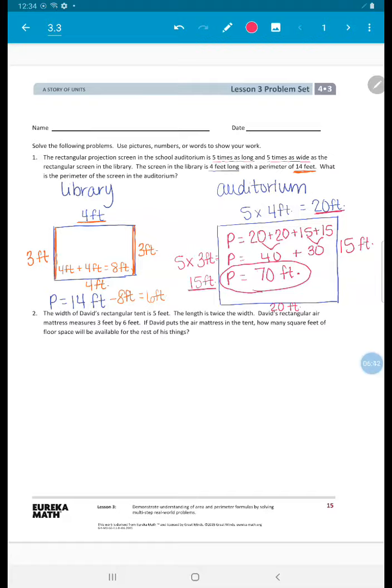So this is going to be a little bit different. Let's visualize what's actually happening in this problem. So David has a rectangular tent.